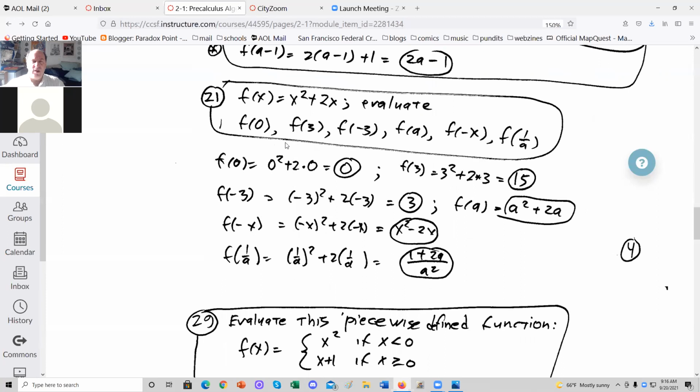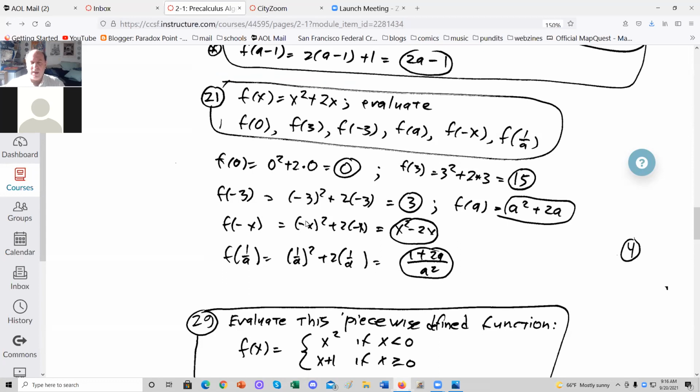All right, f of 0 is 0 squared plus twice 0, which is 0. F of 3 is 3 squared plus twice 3, like this. 9 plus 6 is 15. F of negative 3 is negative 3 squared plus twice negative 3. That's 9 minus 6 is 3. F of a is a squared plus 2a.